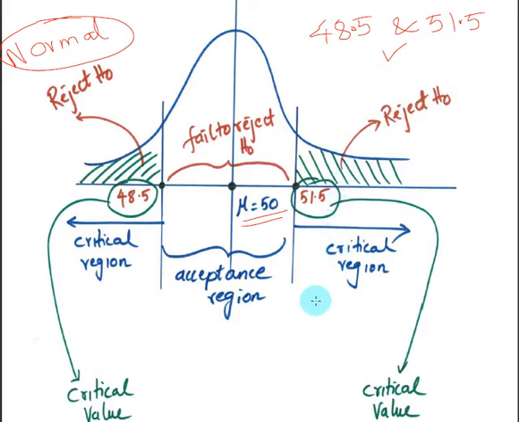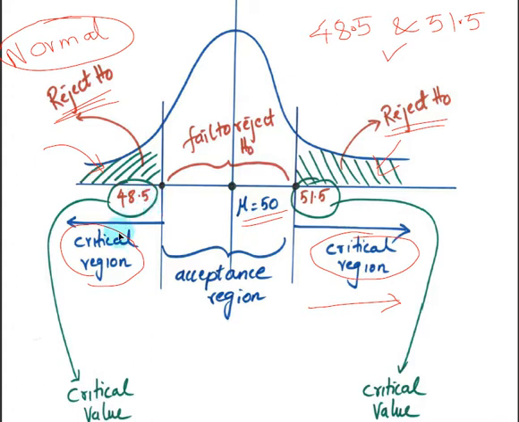So which means that anything beyond 51.5 will be what is known as the critical region, or this is where if your x bar falls here, you're going to reject the null hypothesis, or if it is less than 48.5, you also reject. So this is called the rejection region. It's also called the critical region. And these values, or the limits of your critical region, are called the critical values. So 48.5 and 51.5 are the critical values, and the area that lies between 48.5 and 51.5 is what is called the acceptance region.